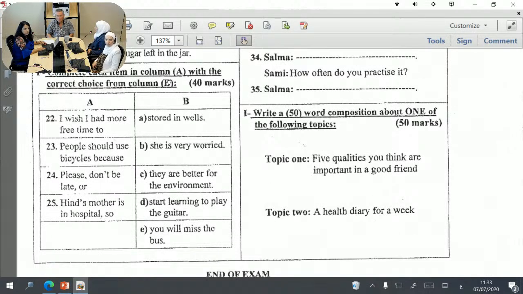22, 23, 24, 25. We have 4 beginnings and 5 endings, but only one goes with each. We have the extra one that cannot go with any of them. I wish I had more free time too. To is the beginning of an infinitive, so we need to find an infinitive verb. Learning is not an infinitive, so it's not accepted. She is a pronoun, it's not accepted. They, it's a pronoun. Start is an infinitive. You is a pronoun, so the correct answer is start, to start learning.